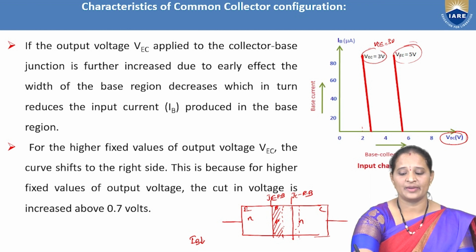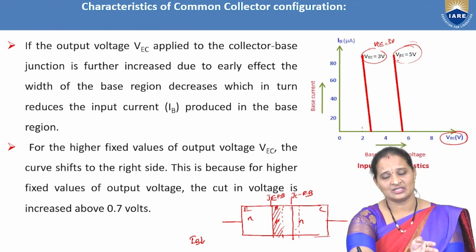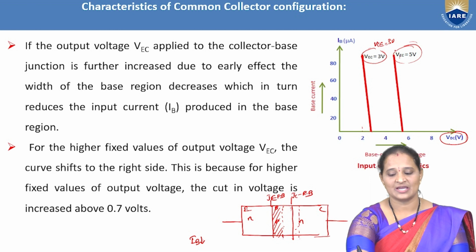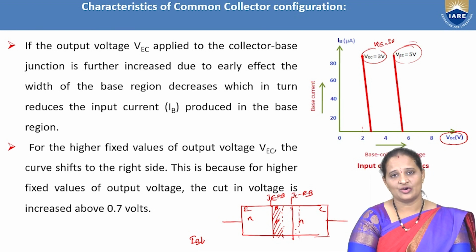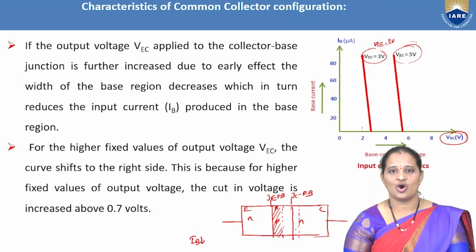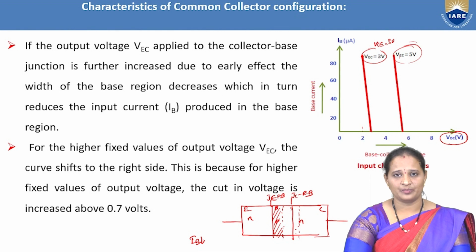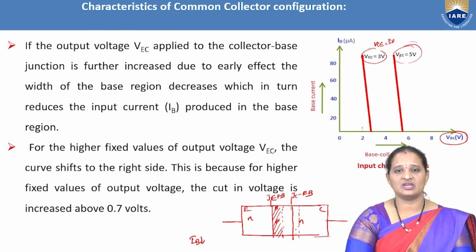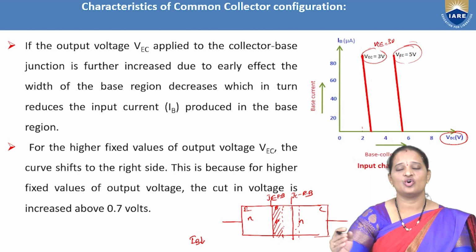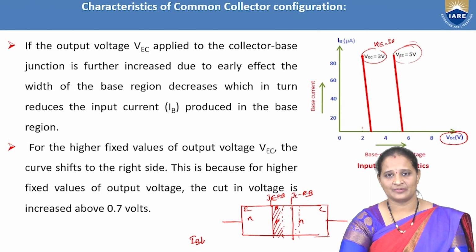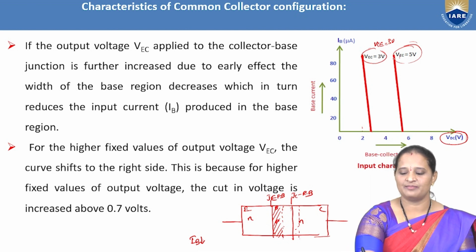So here what happens? The conduction takes place at higher voltages, and hence the curves will be shifting towards the right side, or else moving away from the origin as we are increasing the output voltage VEC. So that means if we increase VEC, due to again the same early effect, the characteristic curves are moving towards the right side.